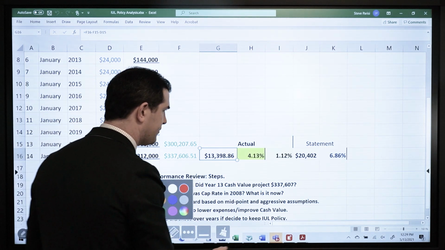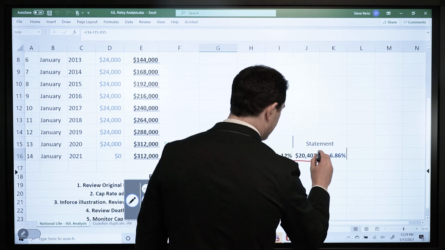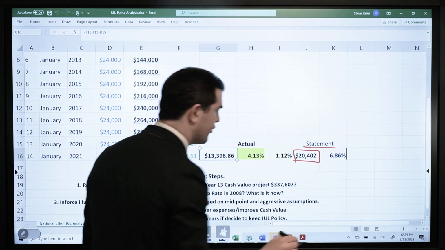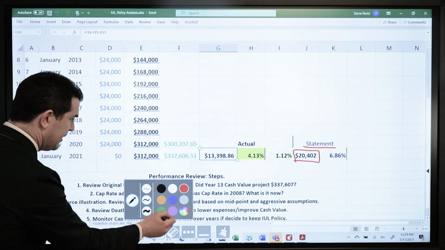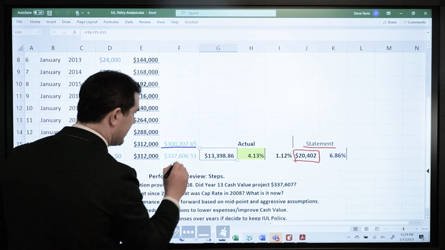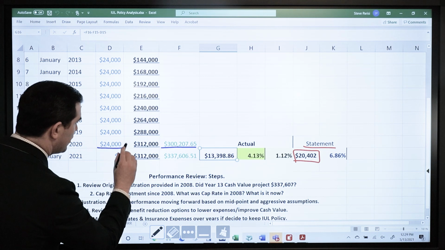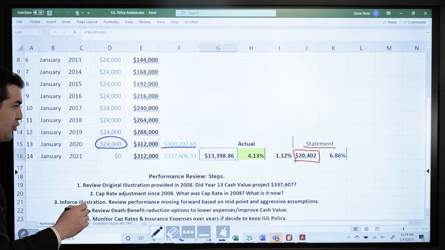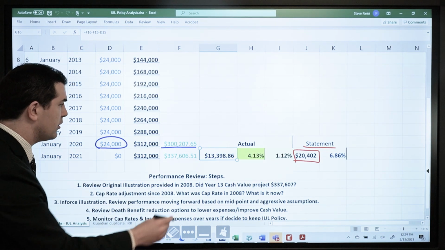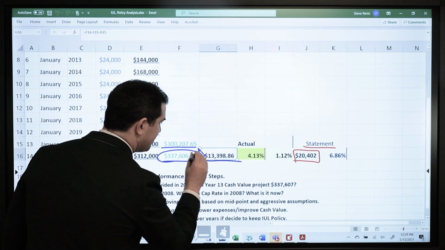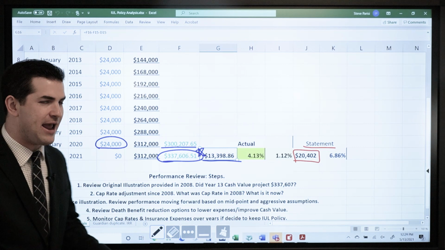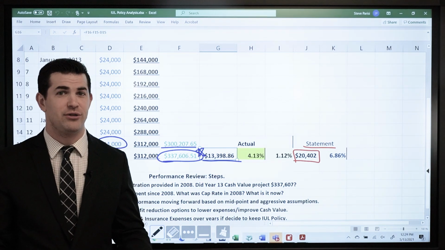Here's what I want to touch on. The statement said, Mr. Client, you've earned $20,402. When we crunch the growth, meaning I had $300,000, I paid in $24,000, so that takes me up to $324,000. Another $13.4 thousand is what gives me the actual value that I have in cash value, the $337,000.